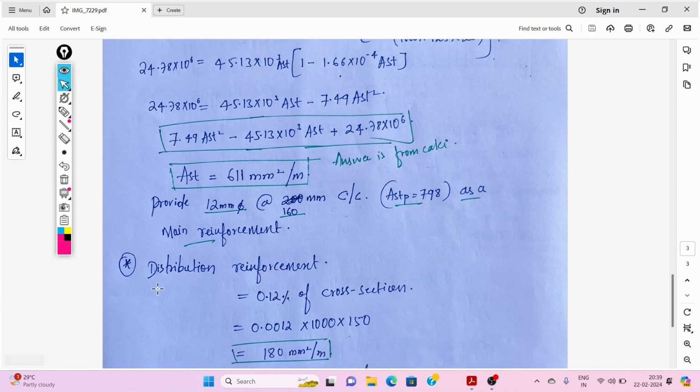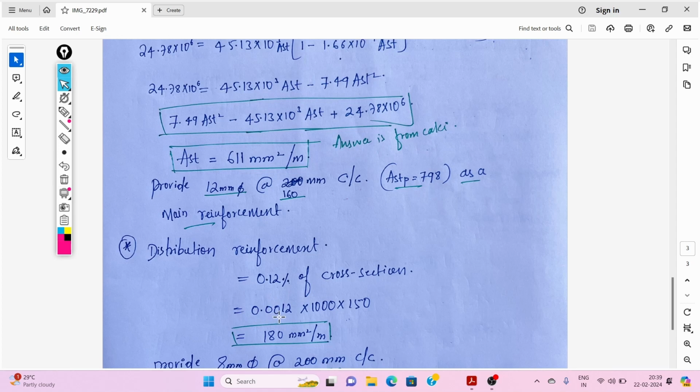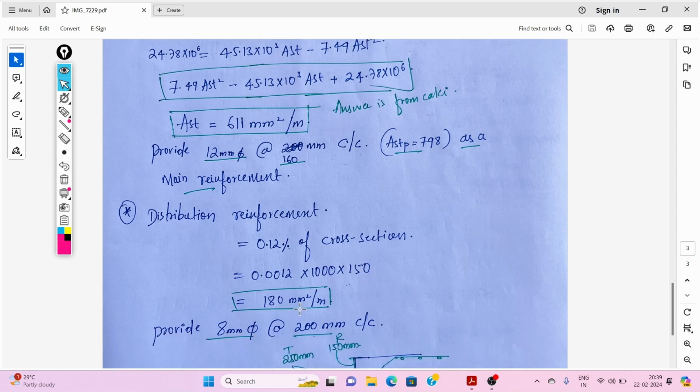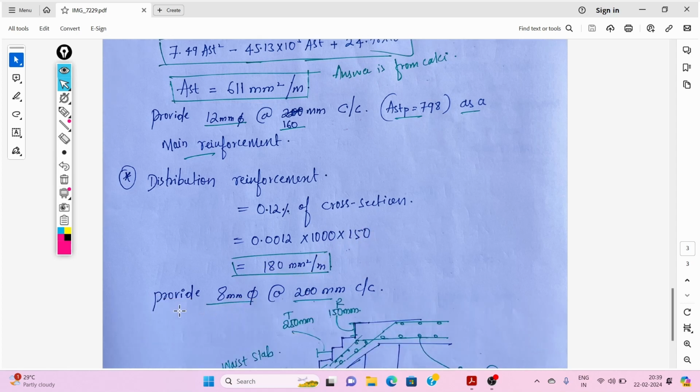Now distribution steel, distribution reinforcement. We need to provide 0.12% of cross section. So 0.0012 into 1000 into 150, 1000 per meter into thickness, the overall depth. Now we'll get 180 mm square per meter. Here we can use an 8 mm diameter bar at 200 mm center to center.